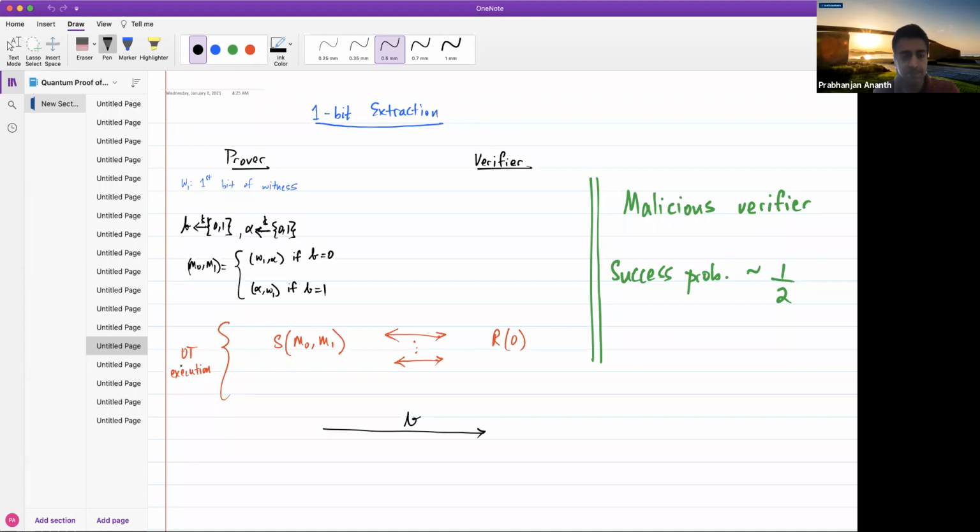I'm going to make some of these things more precise later on, but intuitively, from the sender privacy property, it follows that a malicious verifier can recover only with probability close to half.